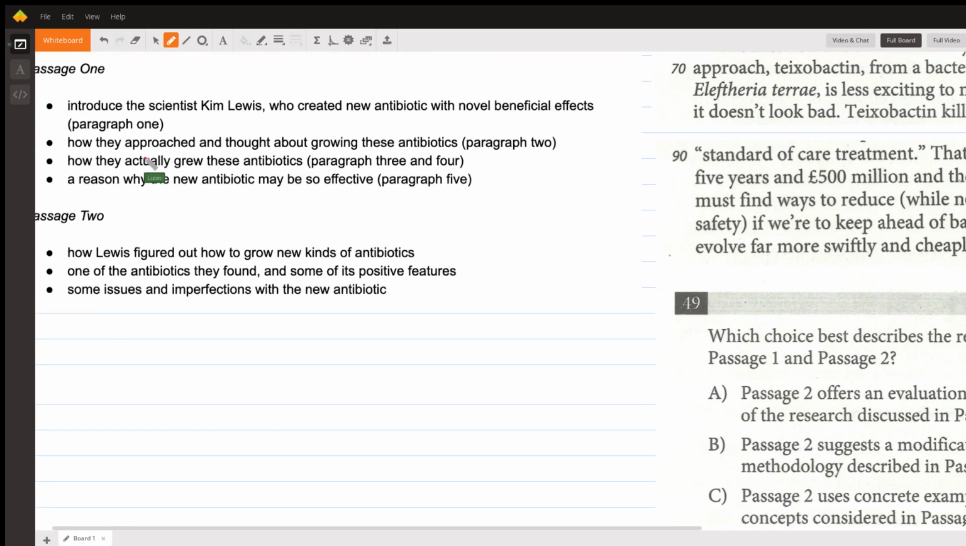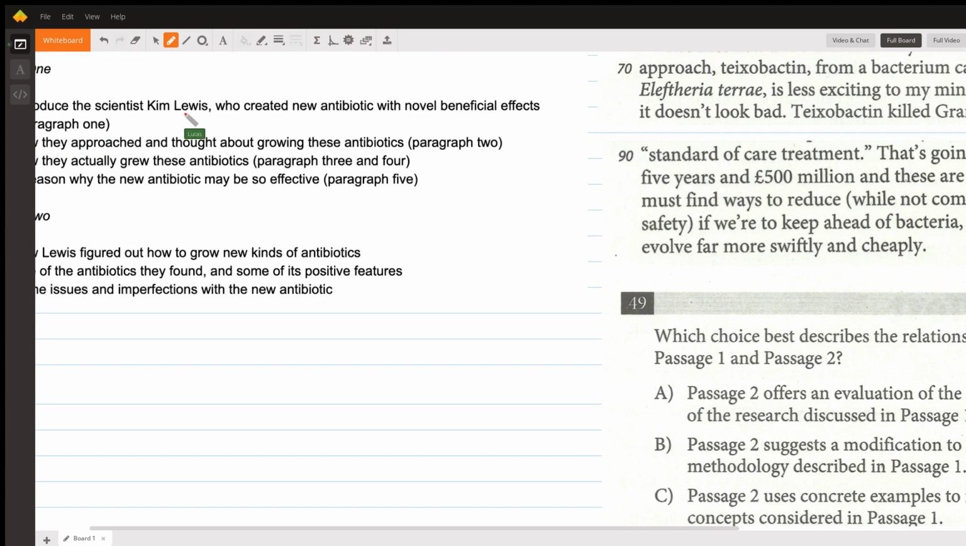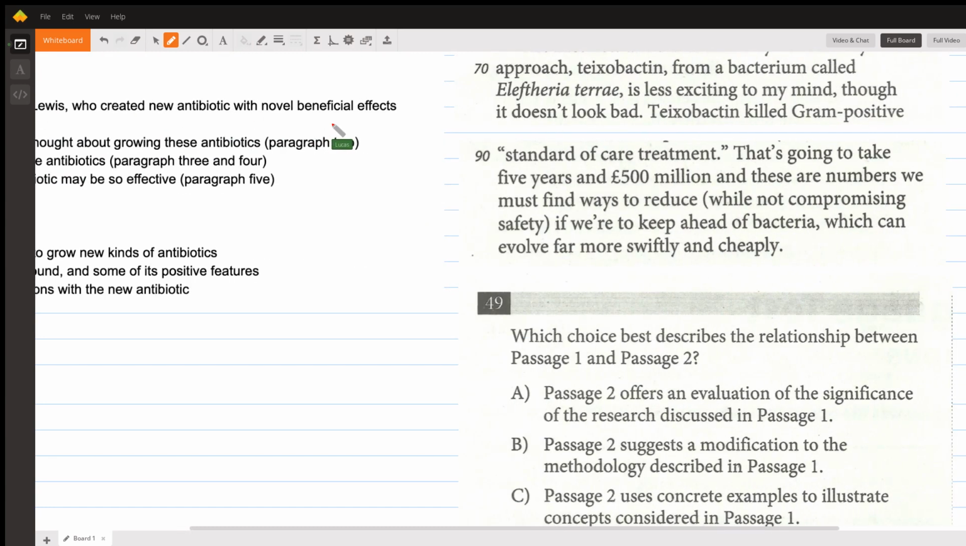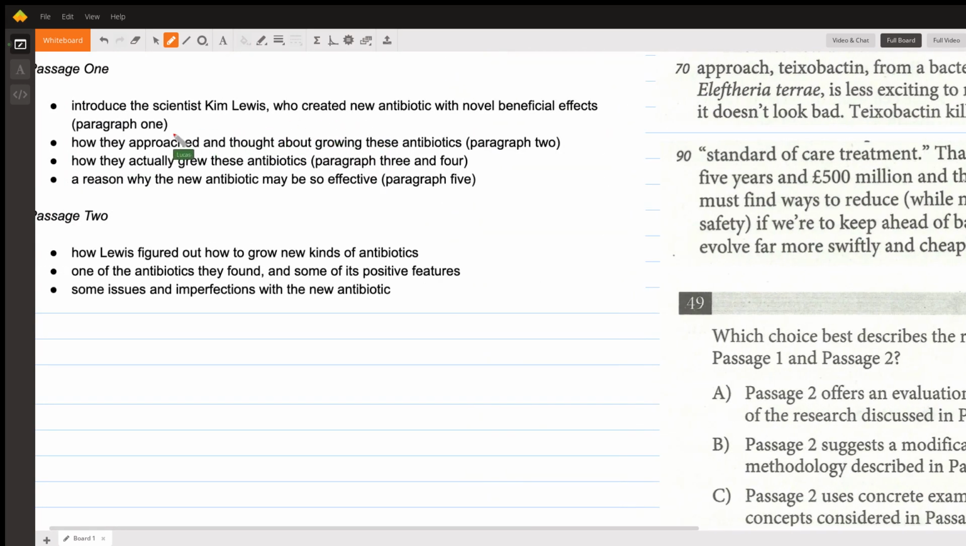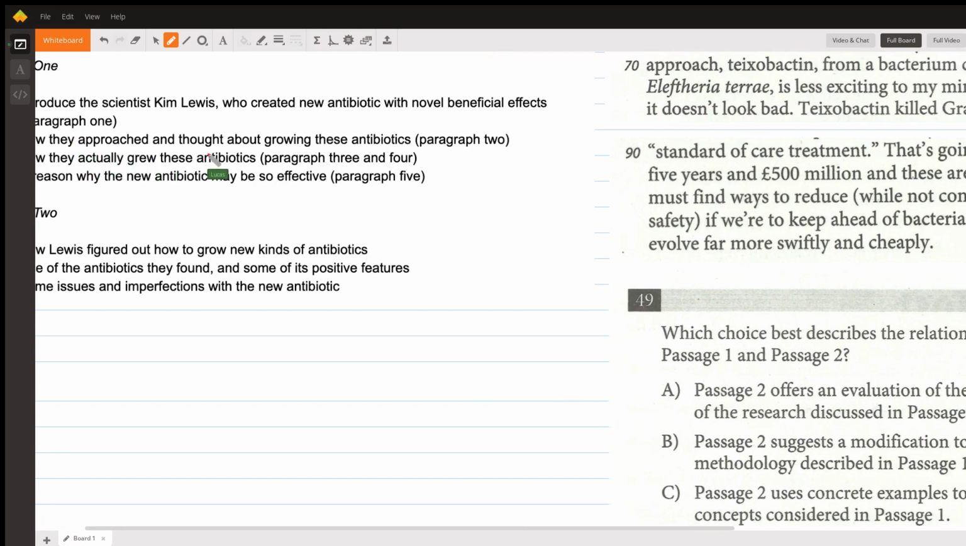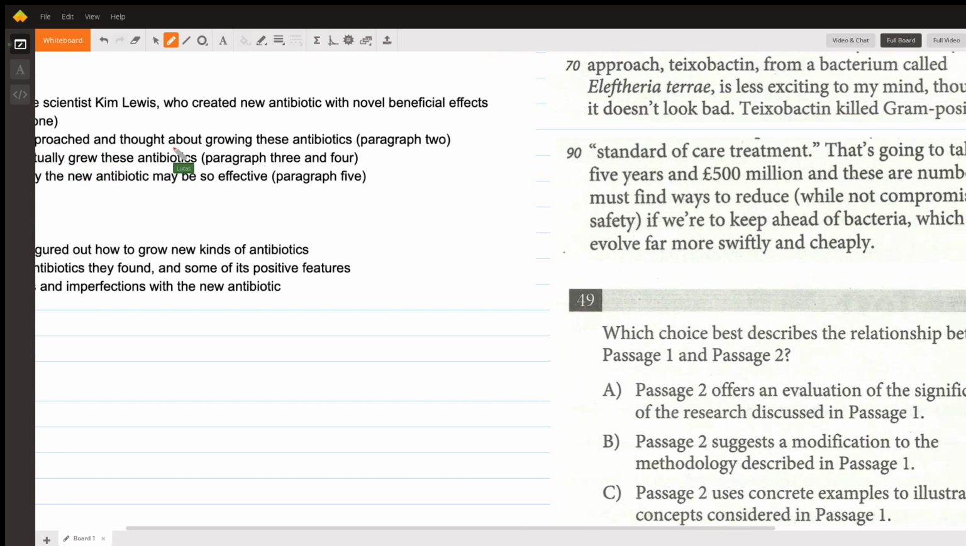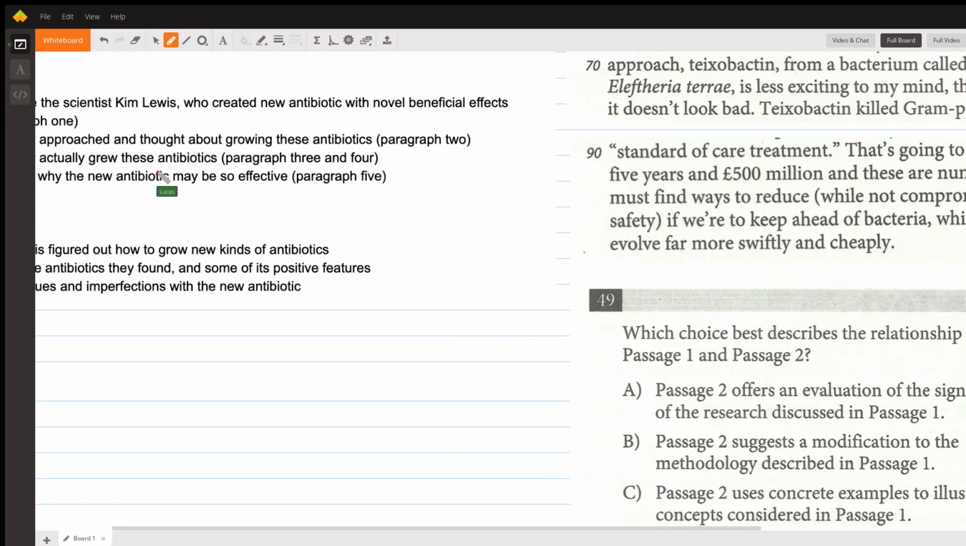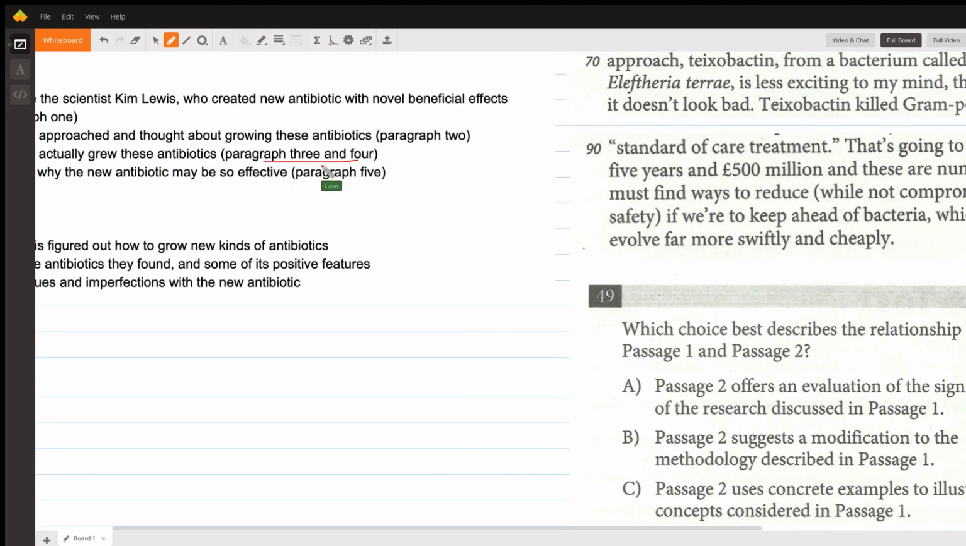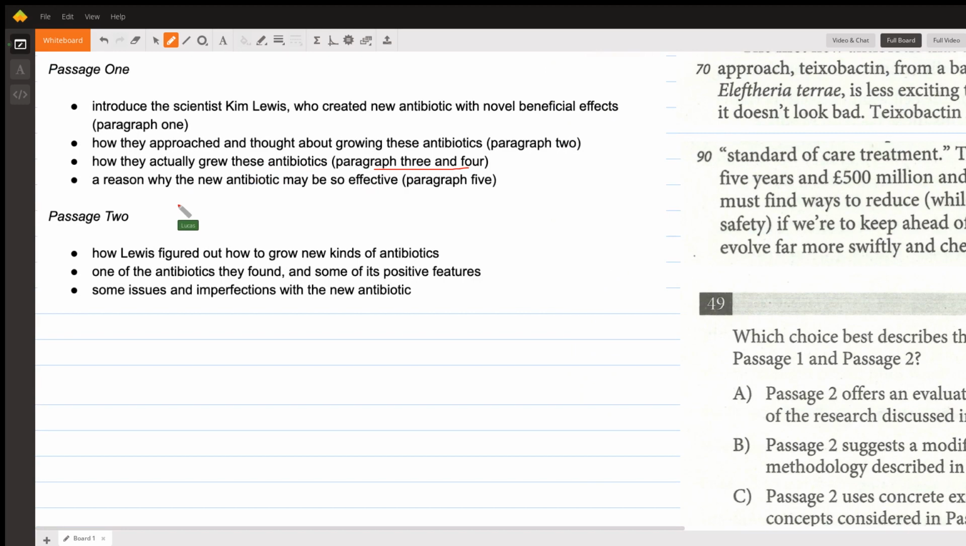So passage 1 starts by introducing the scientist Kim Lewis, who created a new antibiotic with novel beneficial effects. That's paragraph 1. Then basically how her team approached and thought about growing these antibiotics, sort of the insight that developed, how they actually grew these antibiotics. That spans paragraph 3 and 4. And then a reason why the new antibiotic may be so effective. This talks about what it does, because it attacks the cell walls and not the protein. That's the breakdown of that.